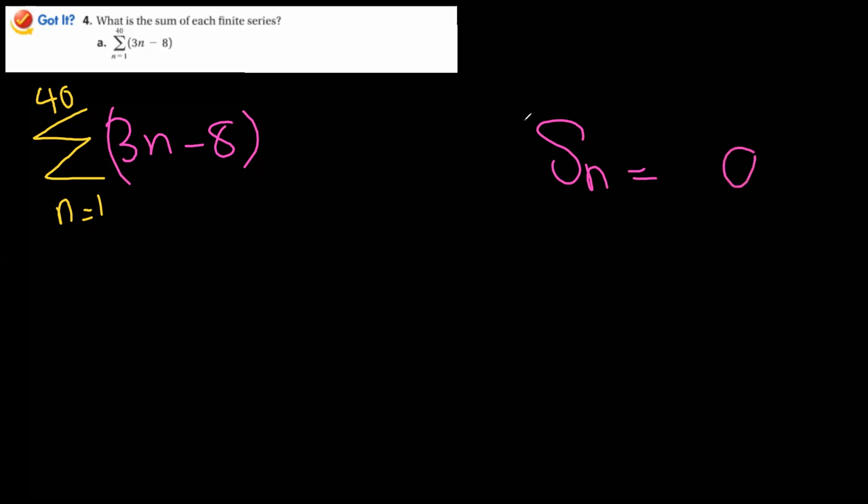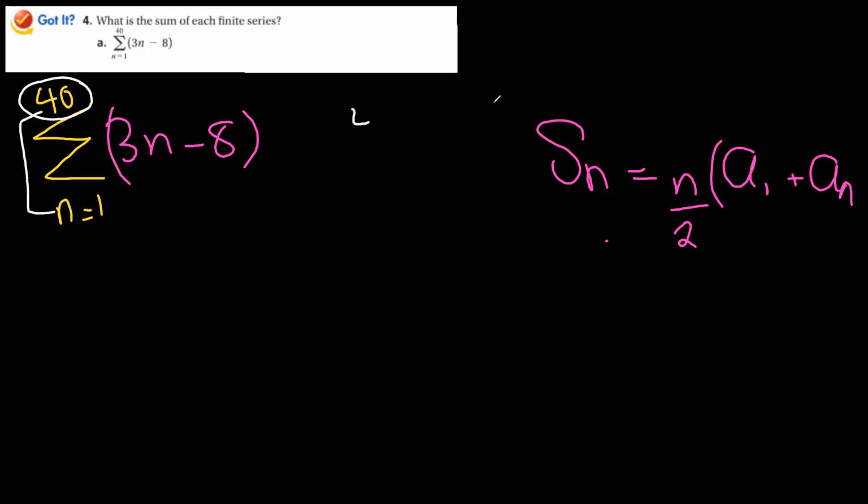What's my formula? It was the first term plus the last term, times n over 2. So what do I mean? I need the number of the terms. How can I know the number of the terms? If you look at the summation notation, I will say 40 minus 1 plus 1. 40 minus 1 is 39 plus 1, which is 40. So here it will be 40.